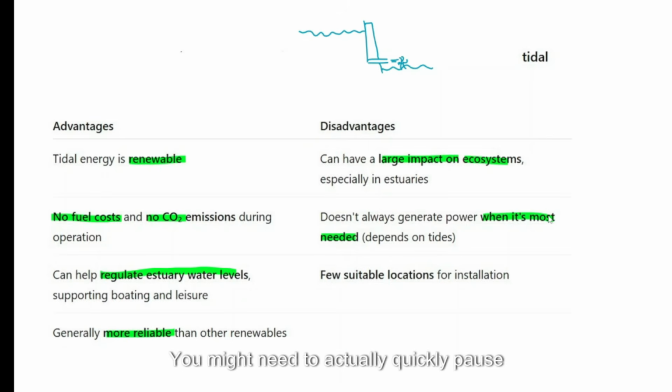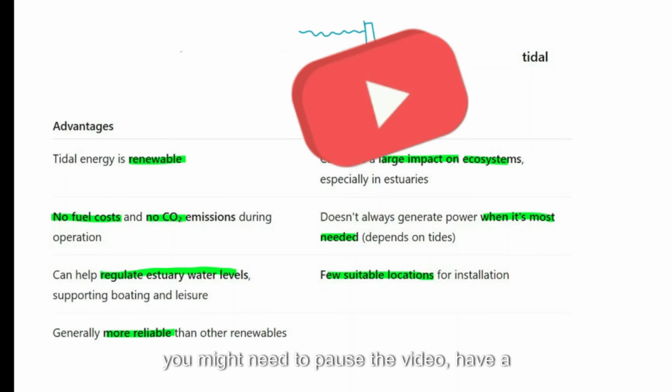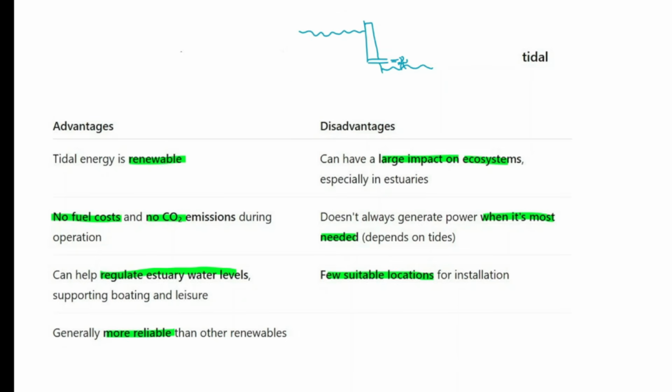You might need to actually quickly pause this video for these things because I'm quickly talking this through. So to absorb it, you might need to pause the video, have a look and then press play.